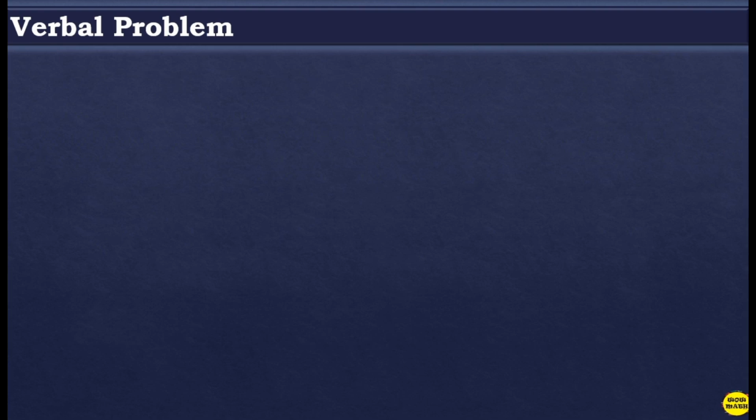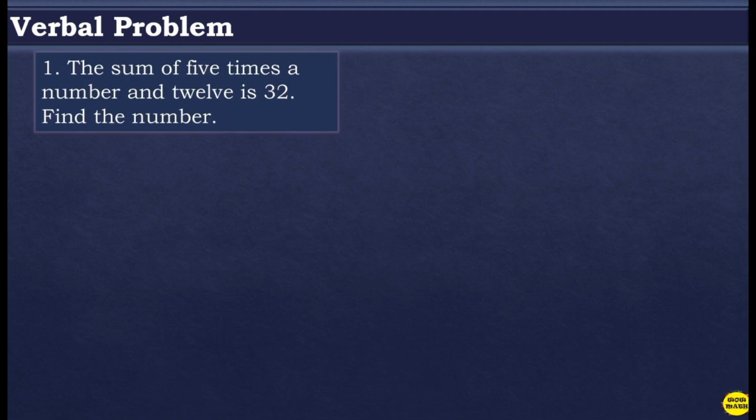Now let us proceed immediately in giving some examples. I'm going to give you some examples involving phrases or statements or word problem, and then we are going to solve. So number 1, the sum of 5 times a number and 12 is 32. The question is, we're going to find the number.